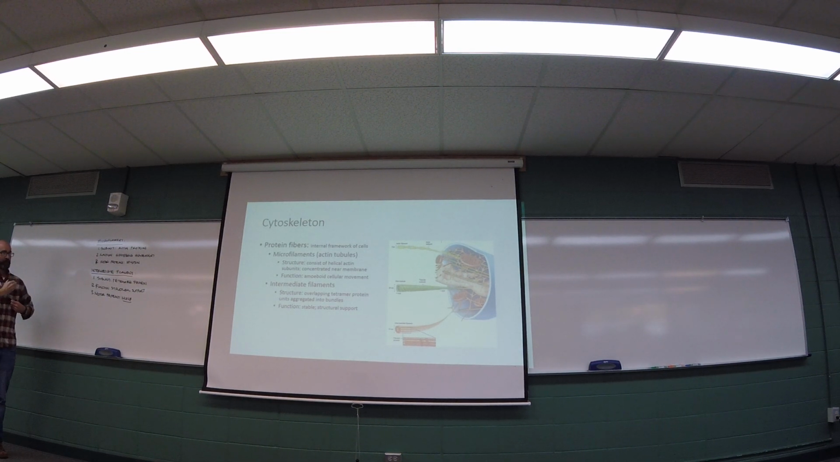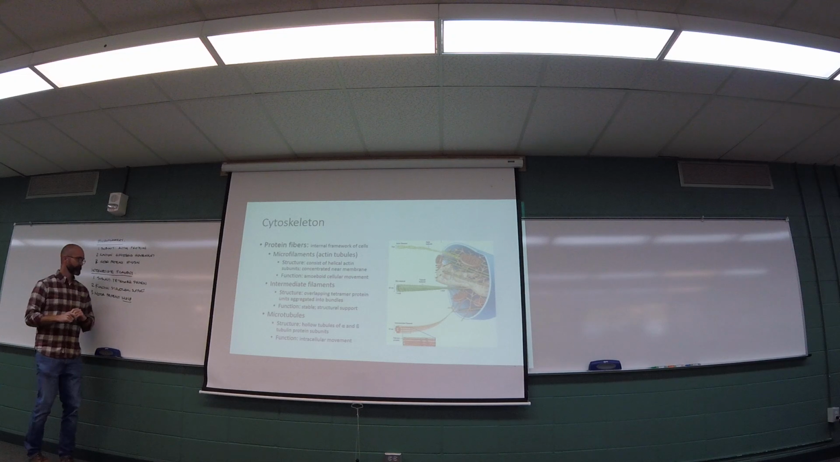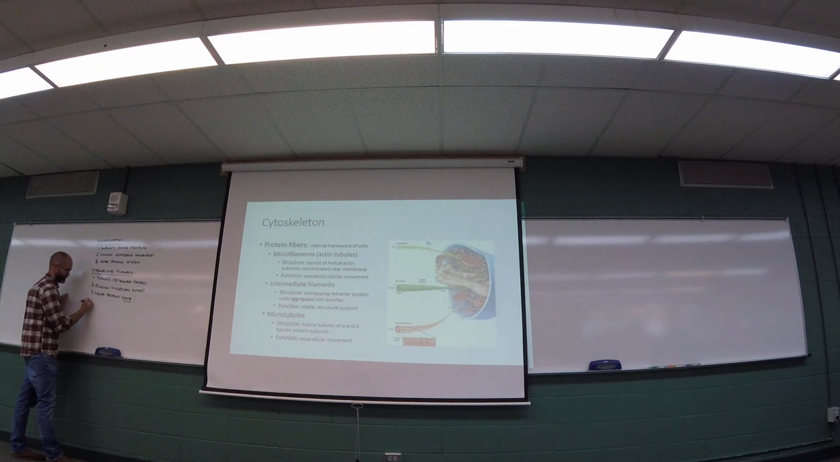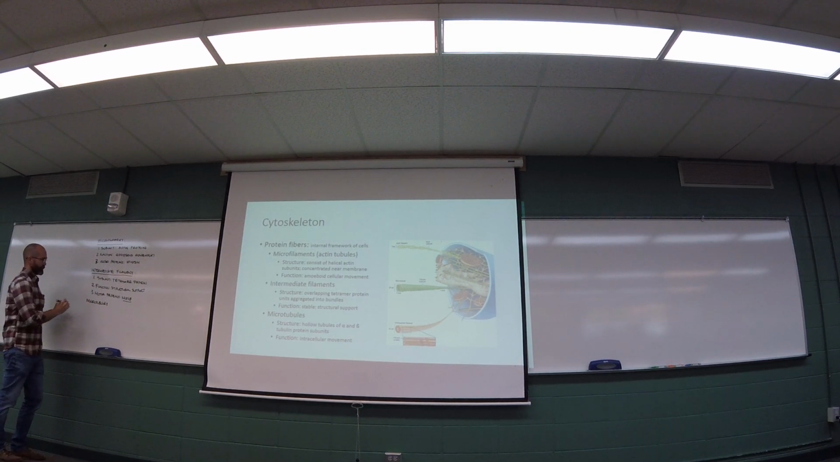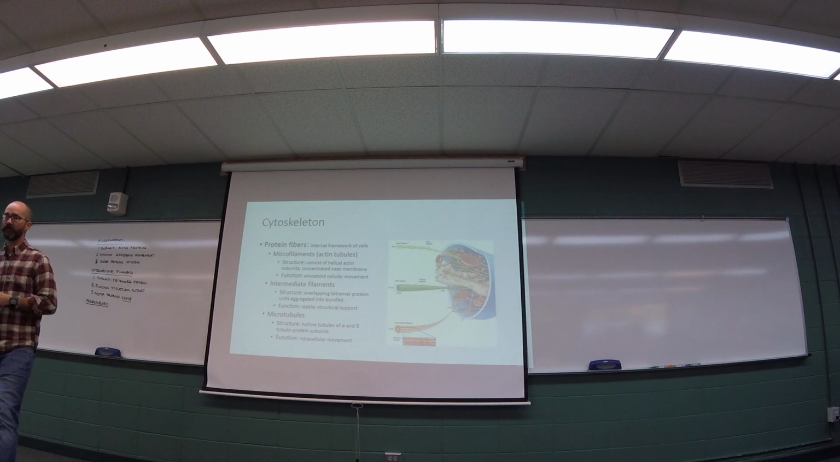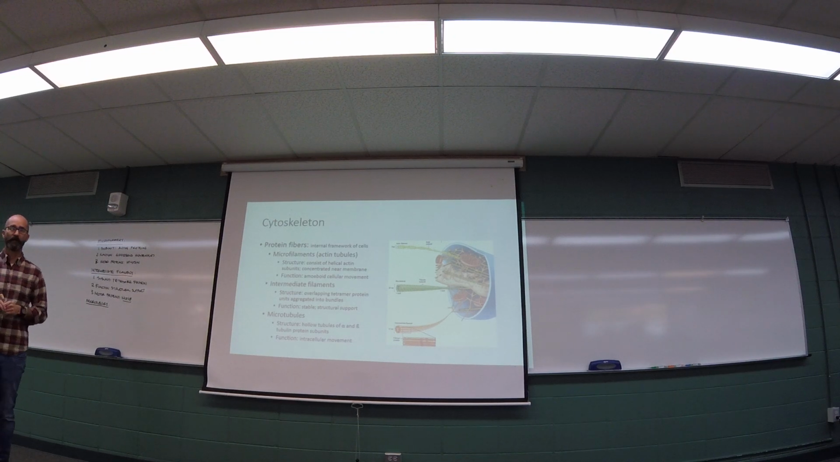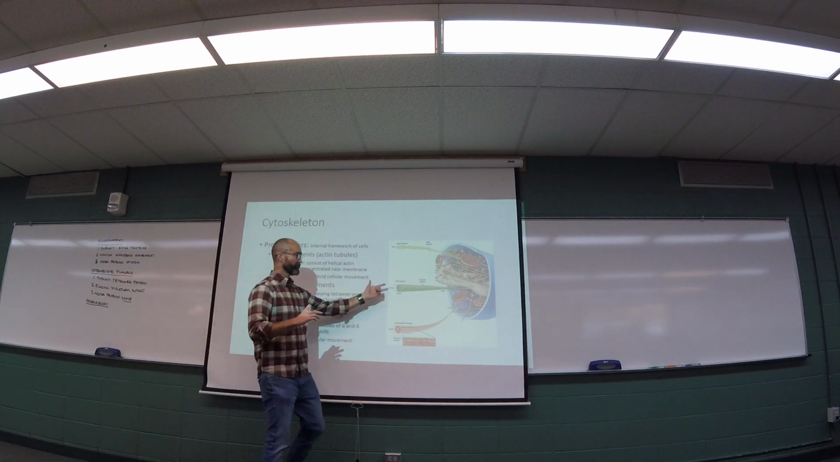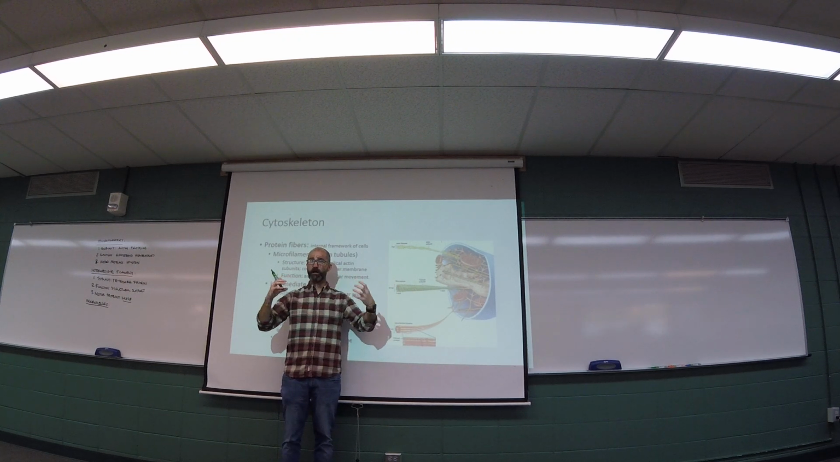Then the last filament is called the microtubules. And it's really easy to get microtubules and microfilaments mixed up, but they're quite different. The microtubules are the largest of the cytoskeletal elements. So microtubules are created from a protein subunit called tubulin. And there are 2 different types of tubulin. There is an alpha and a beta type tubulin. And it causes these microtubules to form helical tubes. They're actually hollow in structure.